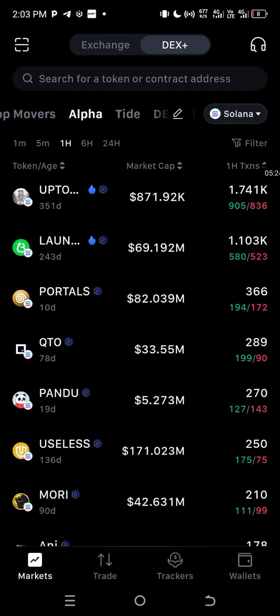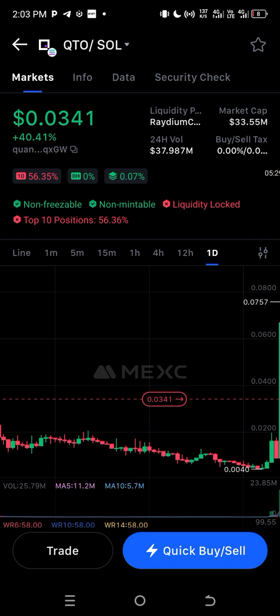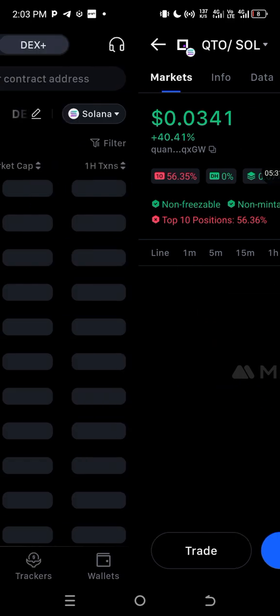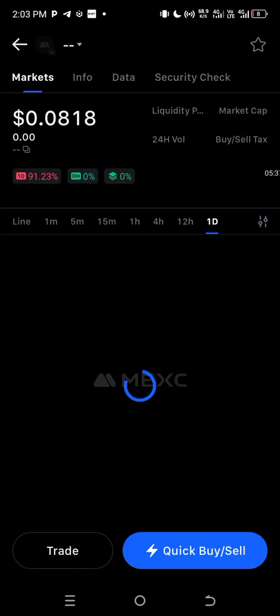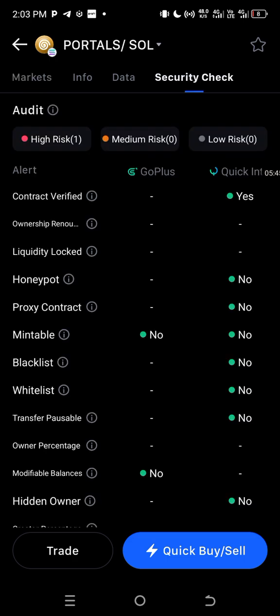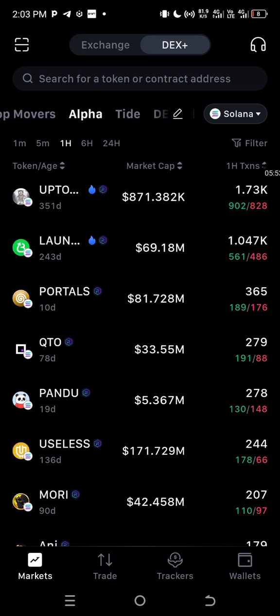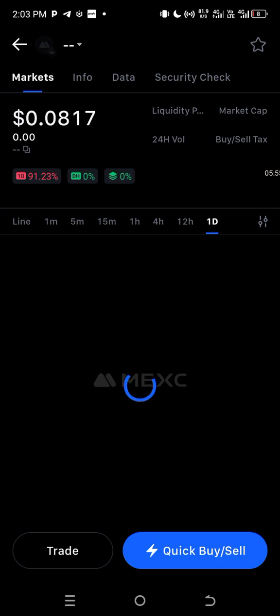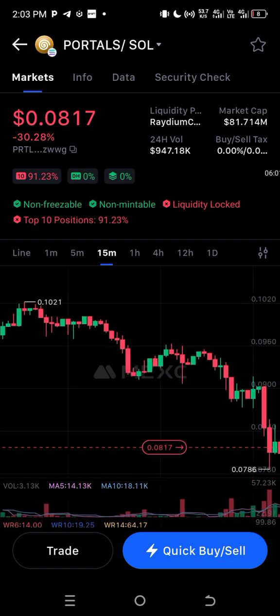Let's see. This place, they have a lot of tokens. Here. Let's see, Potter. Okay, this is a downtrend. Let's look at the security check. Okay. Let's check 15 minutes time frame. We're bearish on this coin.